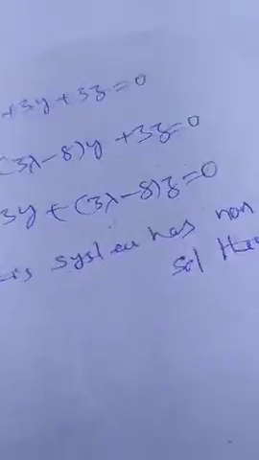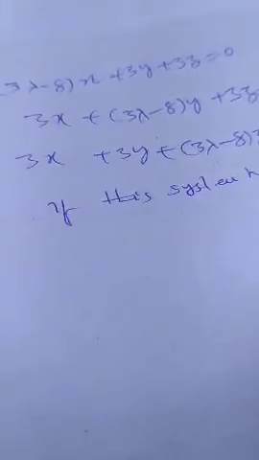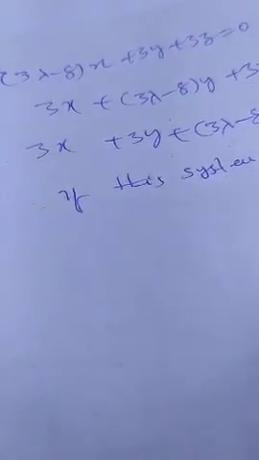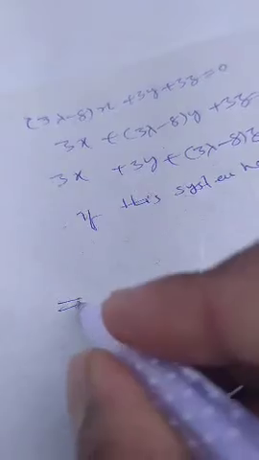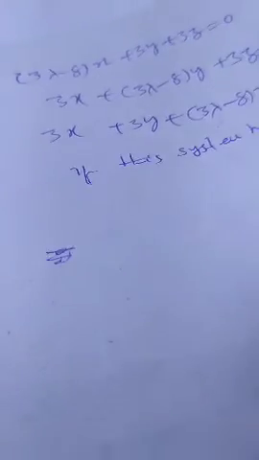The system has a non-trivial solution when the system has infinite solutions, that is, when the rank of A is not equal to the number of unknowns. That is one method. Another method: you can show that det A equal to 0. If det A is equal to 0, automatically the rank of A will not be equal to the number of unknowns. So I am using det A equal to 0. It is a simple way to get it. You can use the rank method also.